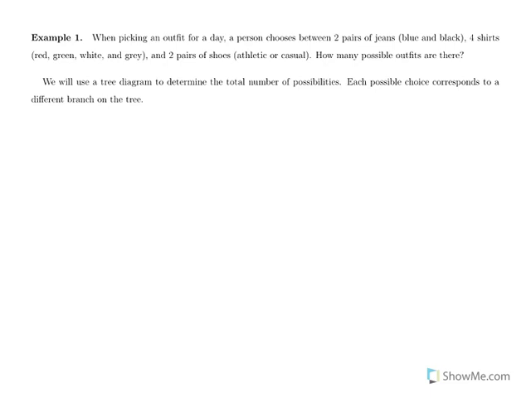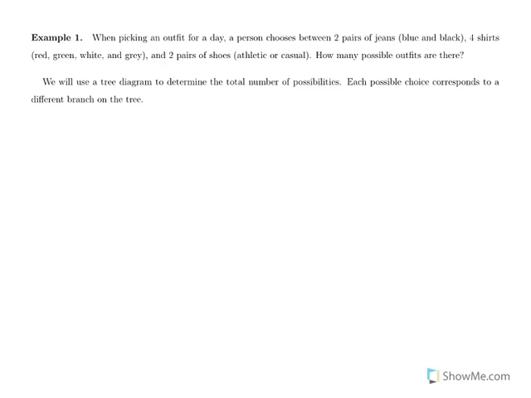So when picking an outfit for a day, a person chooses between 2 pairs of jeans, blue or black jeans, 4 shirts, red, green, white, and gray, and 2 pairs of shoes, athletic or casual. How many different possible outfits are there? Assuming that everything works together very well and you can mix and match in any way.